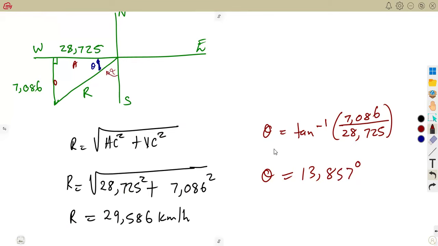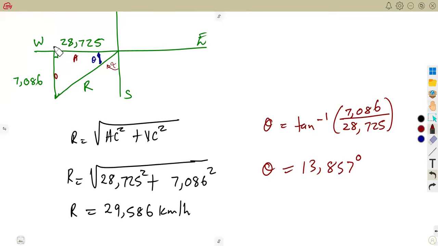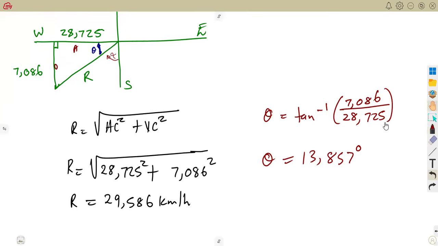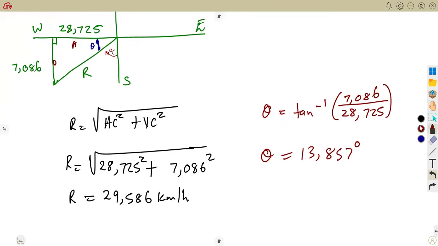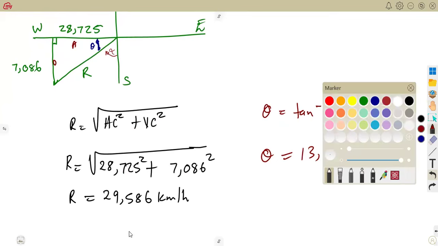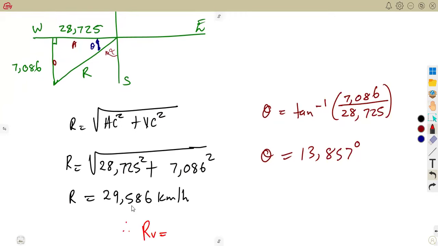So according to this theta, we are moving from where? West going to the south. So it means, therefore, in our presentation, our resultant velocity was going to be what? 29.586 kilometers per hour. At this direction, from where? West to the what? To the south. West going to the south.